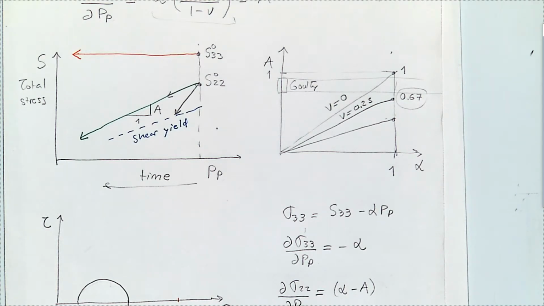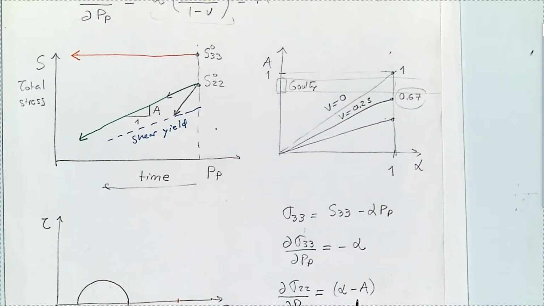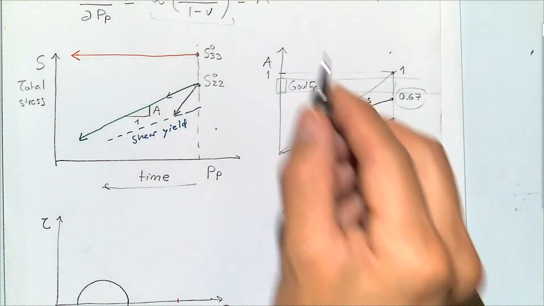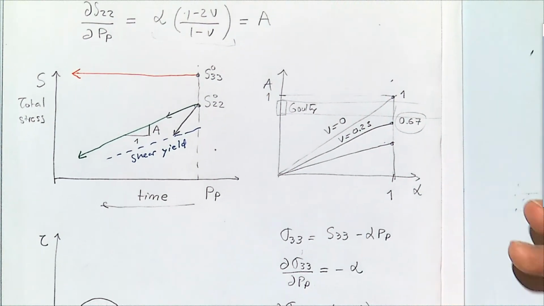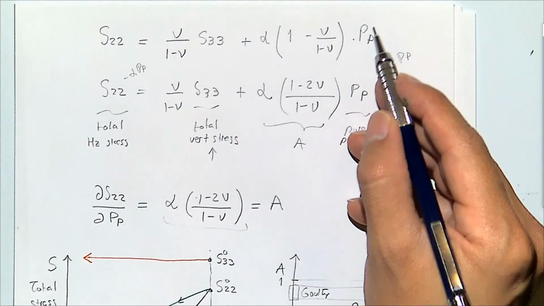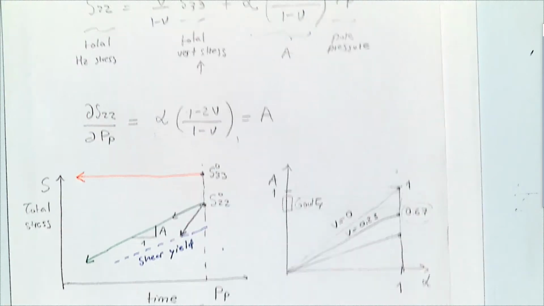So the change in stress over here is not going to be as big as alpha, but it's going to be alpha minus all these things. Okay, so this is A, right? This is A. I think that's correct. This is A. This is alpha.